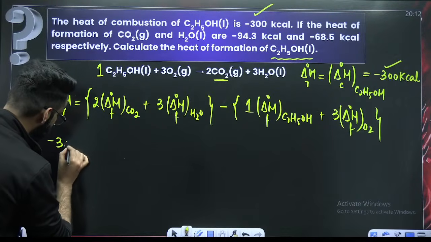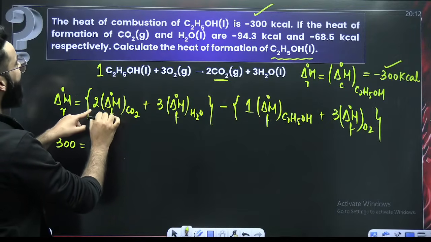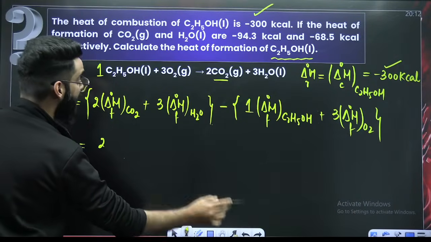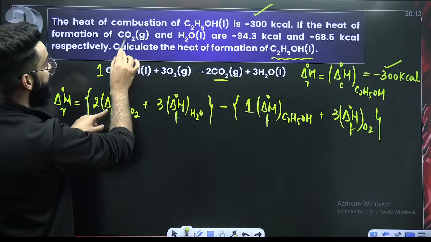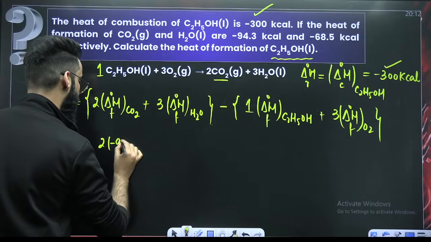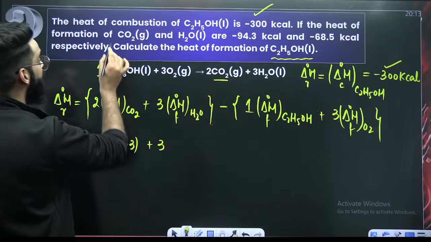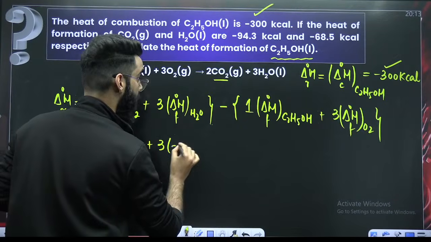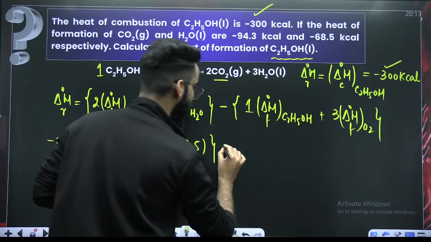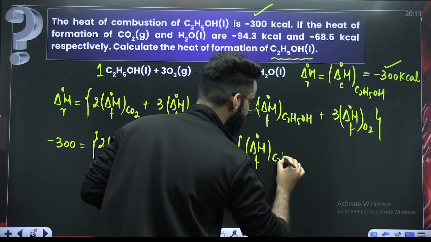So minus 300 is equal to 2 multiplied by the enthalpy of formation of carbon dioxide, which is given to us as minus 94.3, plus 3 multiplied by the enthalpy of formation of water, which is also given to us as minus 68.5, minus the standard enthalpy of formation of ethanol, which we have to calculate.